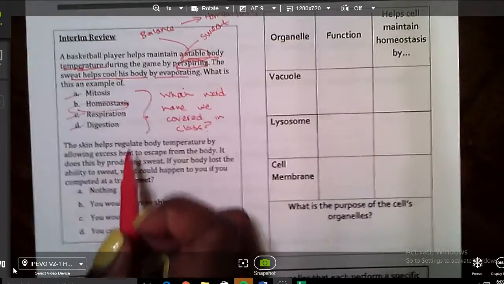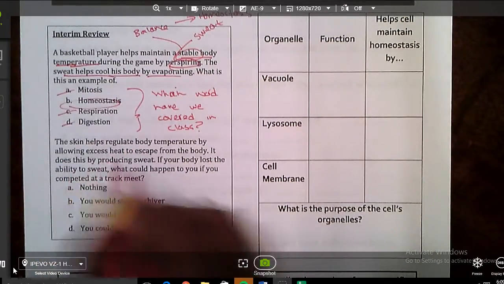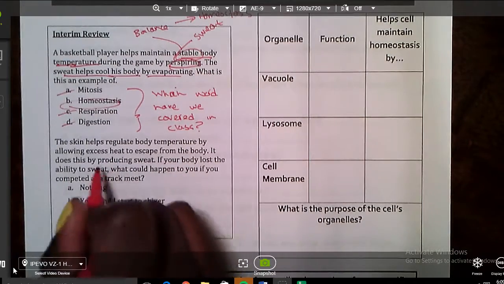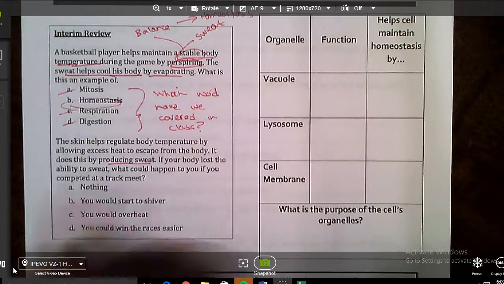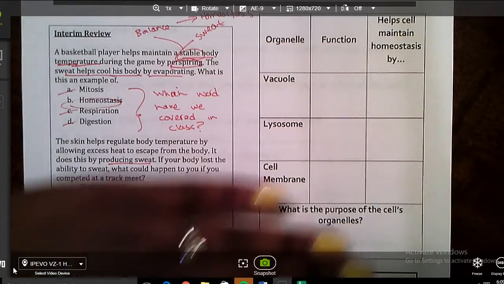It says the skin helps regulate body temperature by allowing excess heat to escape from the body. It does this by producing sweat. If your body lost the ability to sweat, what could happen to you if you competed at a track meet? So you're running, running, running. All of a sudden, you go through this body malfunction and you can't sweat anymore. Take 15 seconds to select the correct answer. Go.